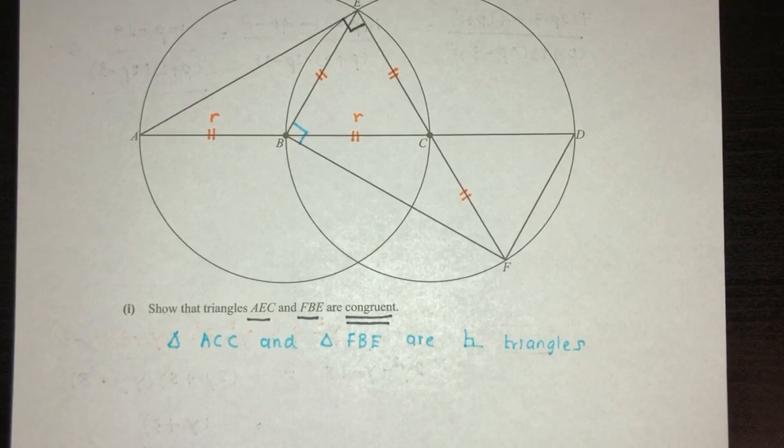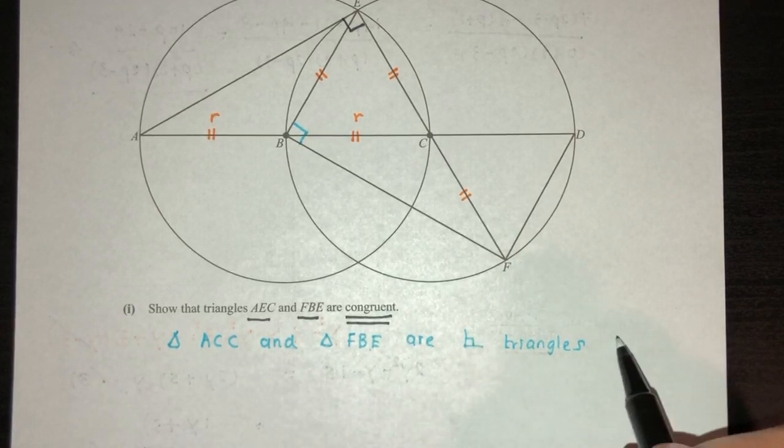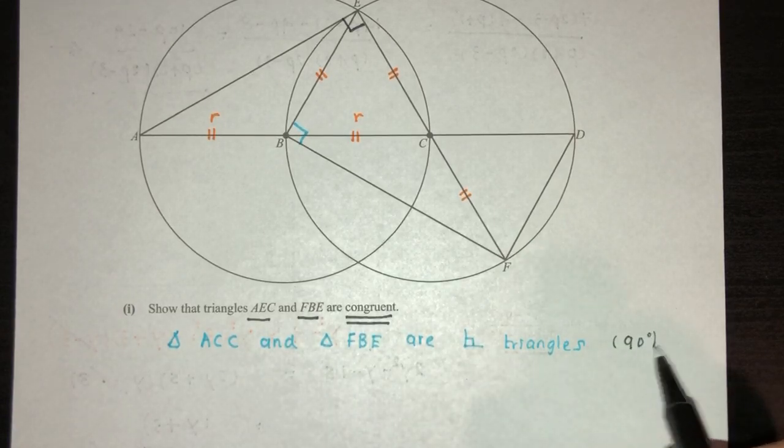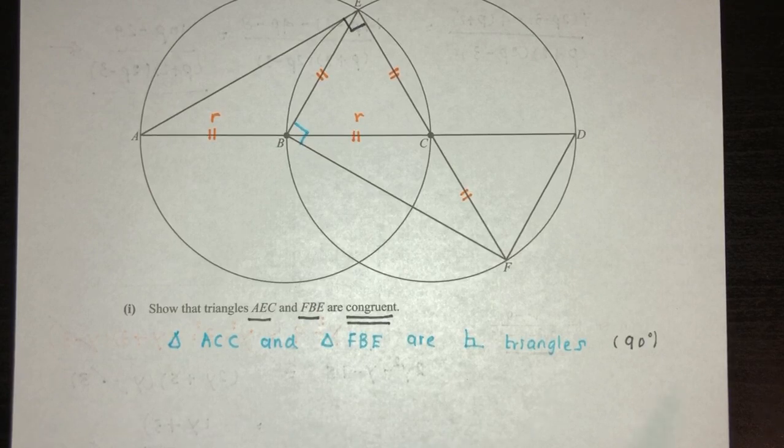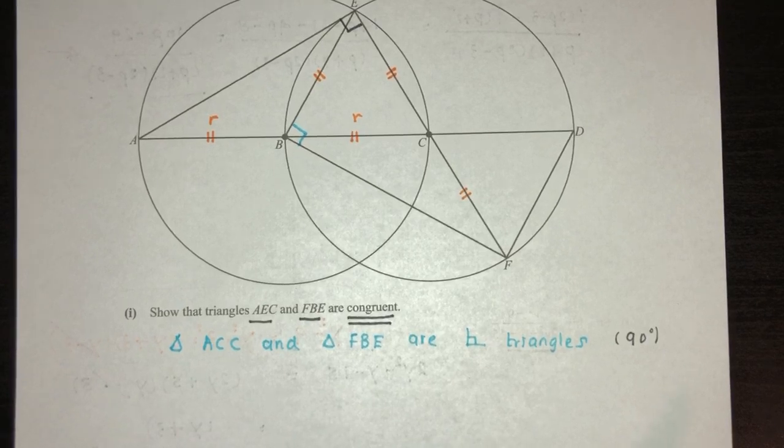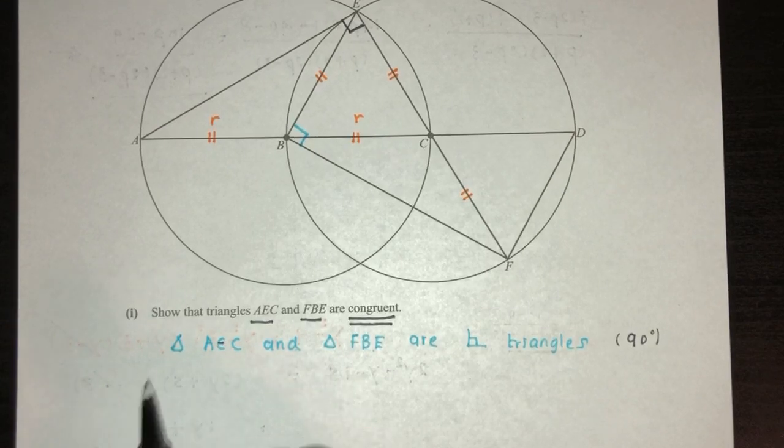Because I'm saying right angle, it means they both have the same 90 degrees angle. Now, the next step is, I say that to prove they are congruent, one of the ways is to prove that the corresponding sides are equal. That's how you can prove they are the same, right? So I can write for this triangle AEC, first point here I can write this.